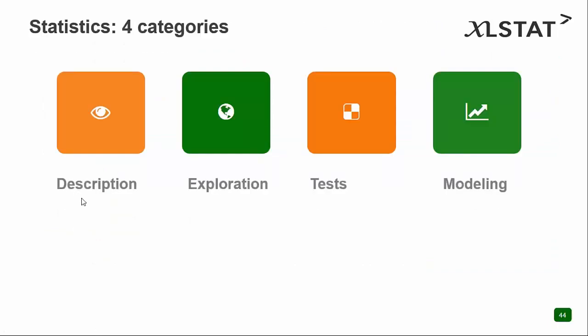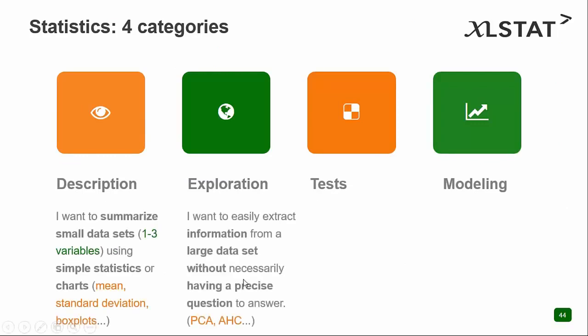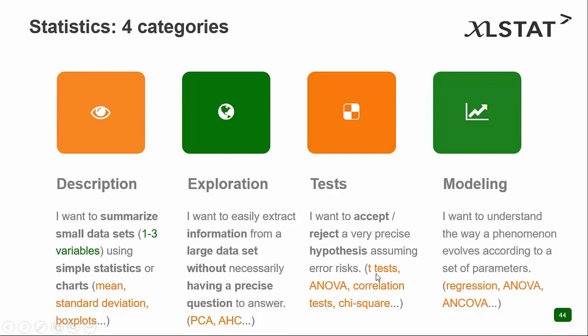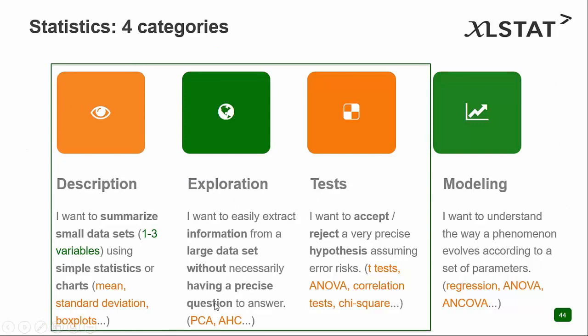So here's the conclusion. Statistical tools can be sorted into 4 categories. You have description and exploration, which allow us to generate hypotheses. Statistical tests allow us to test those hypotheses. And we'll see in the upcoming webinars that modeling allows us to understand the way a phenomenon evolves according to a set of parameters. So we've already done webinars on those 3 topics, and I really hope that I will be able to talk to you again in the upcoming webinars.